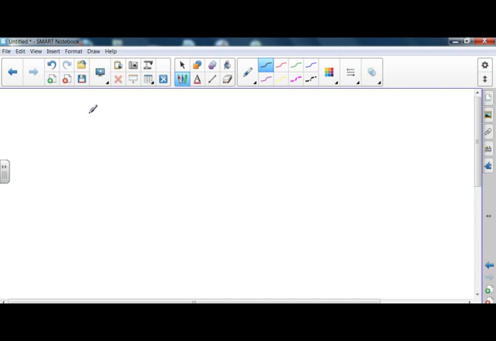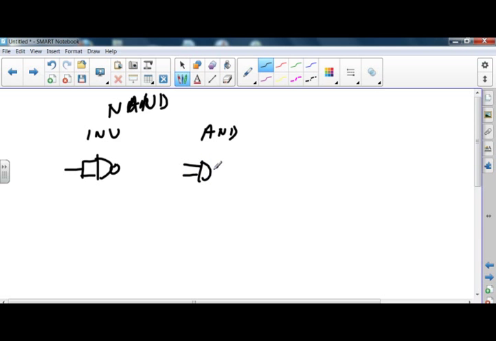we remembered from chapter 4 or 5, one of the others, that if I have NORs and I want an inverter, I do this. And if I have NANDs and I want an inverter, I do that. If I have NANDs and I want an AND, I do this. If I have NANDs and I want an OR, I do that.